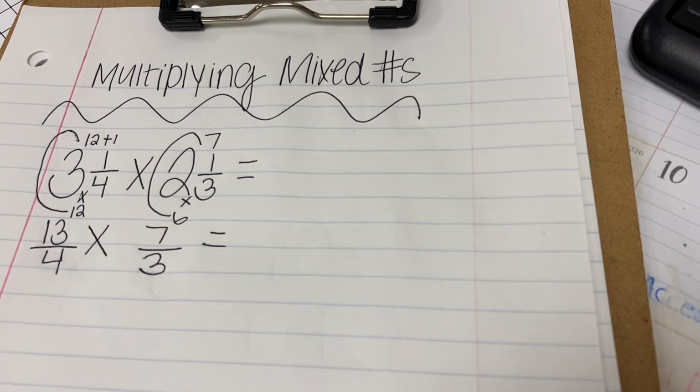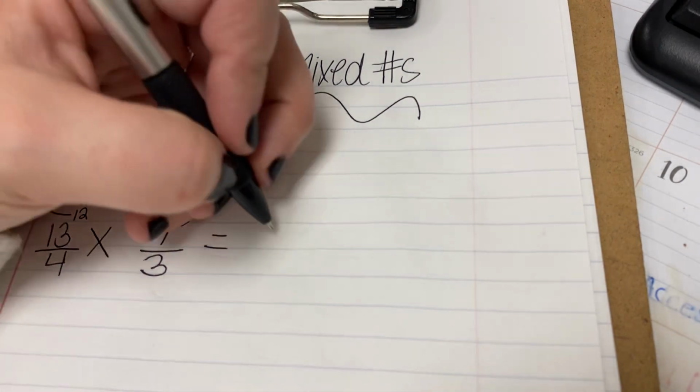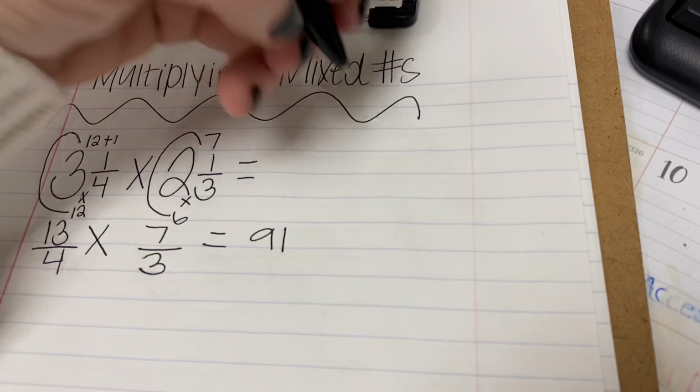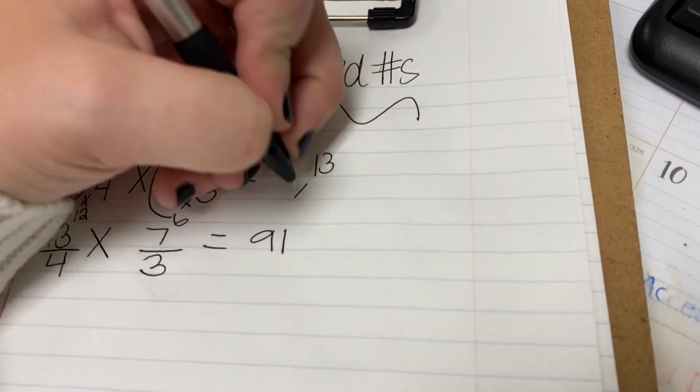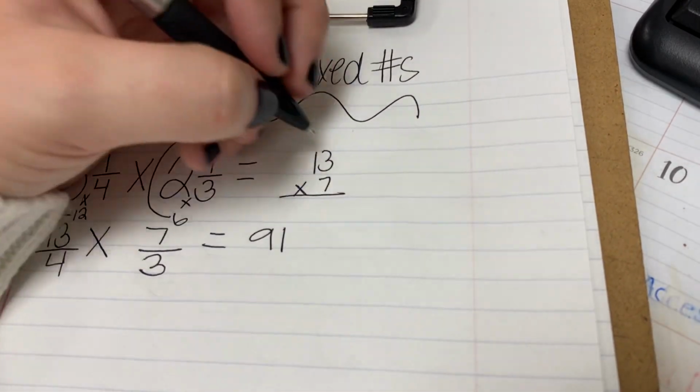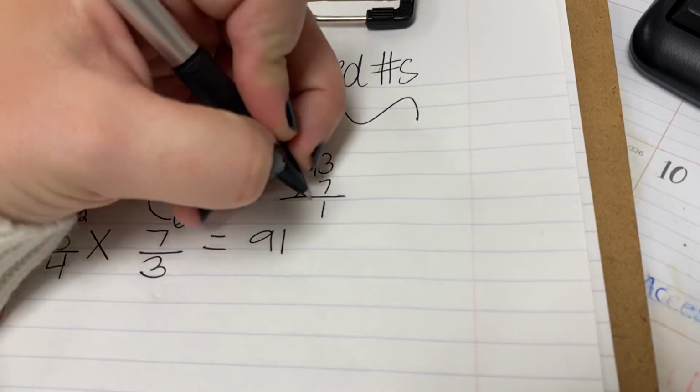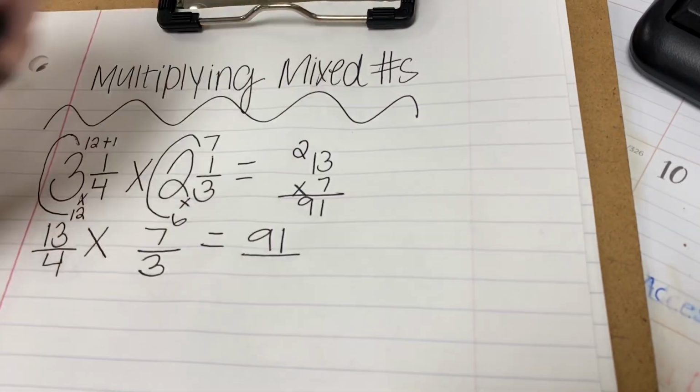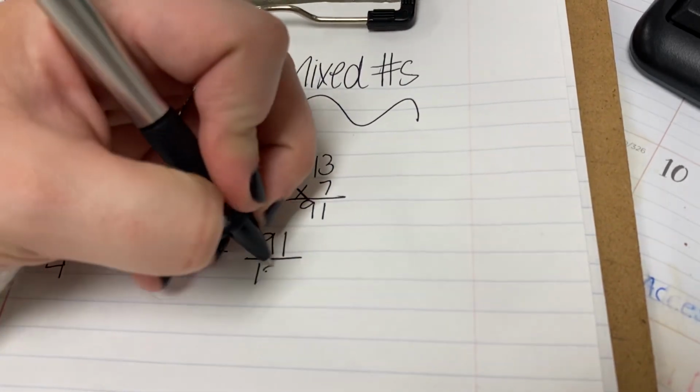All right, so 13 times 7 is 91. And I would tell the kids to check that because a lot of times they don't just know these. Okay, and then 4 times 3 is 12.